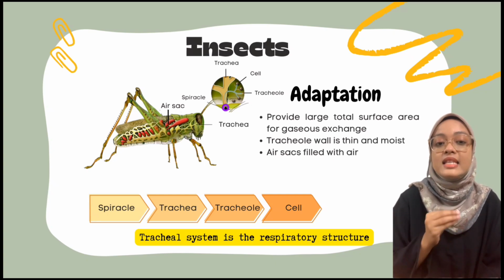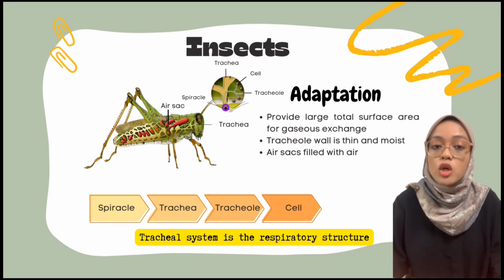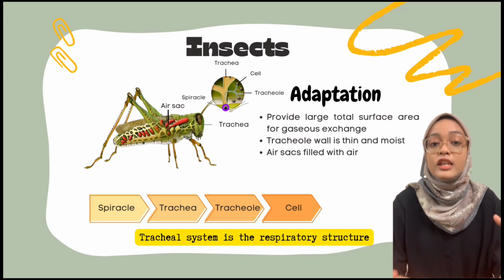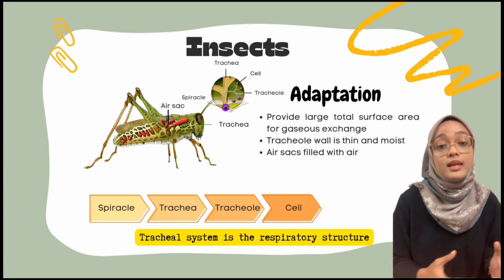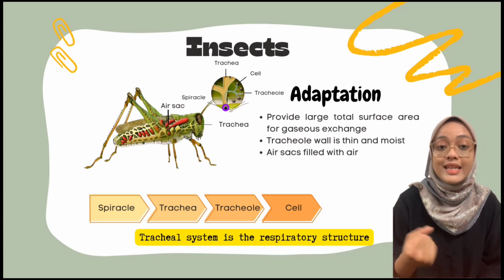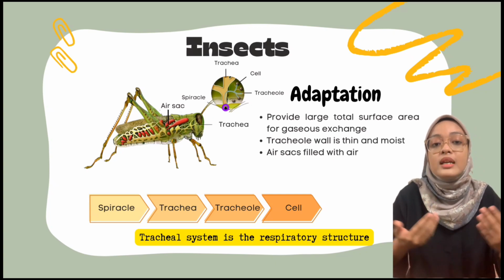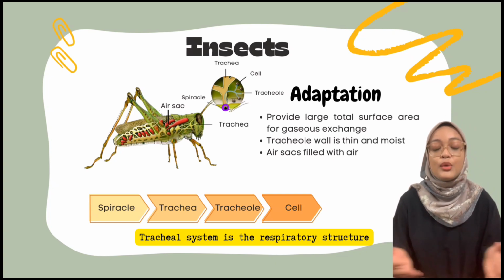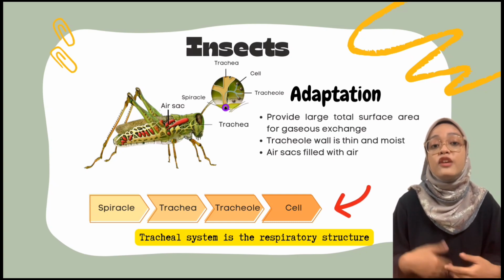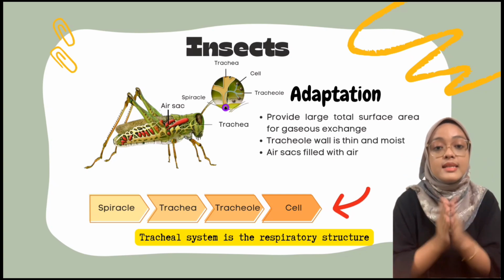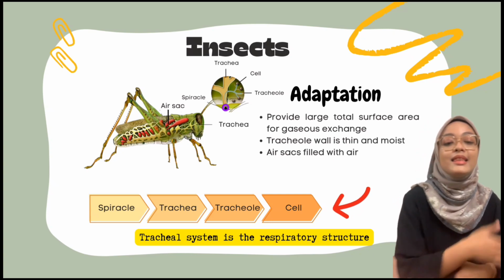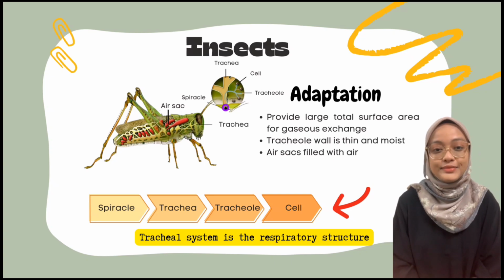Then, it has thin and moist walls to allow oxygen gas to diffuse into the cell, while carbon dioxide quickly diffuses out from the cell into the tracheole. Some insects have air sacs filled with air in the tracheal system to speed up the delivery of respiratory gas during active body movements. So, the pathway of the oxygen diffusion from environment to the tracheal system is from spiracle into the trachea, into the tracheole, until it reaches the body cells.